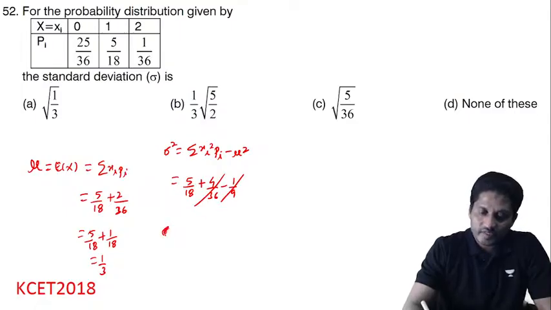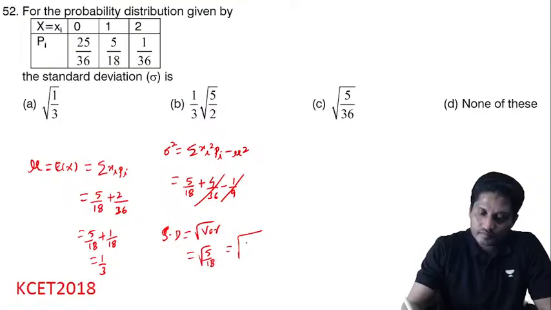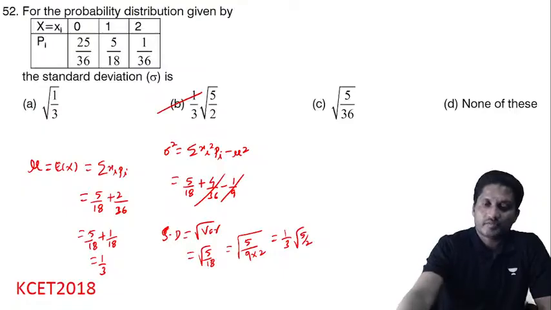So standard deviation is equal to the root of variance, right? Equal to root of 5 by 18. This is root of 5 divided by 9 into 2, that is 1 by 3 whole root of 5 by 2. Okay, that is the answer. Let's move to the next question.